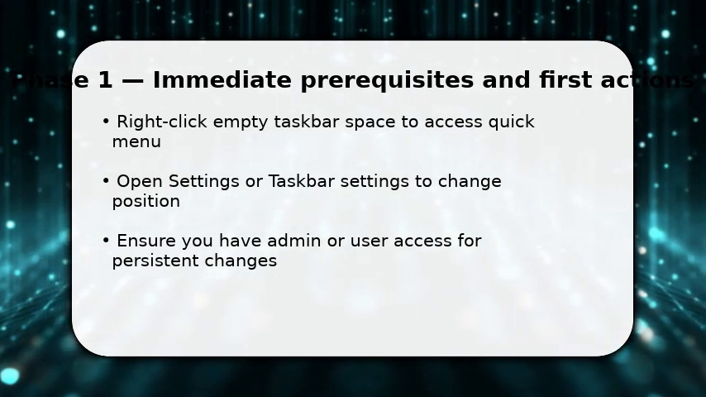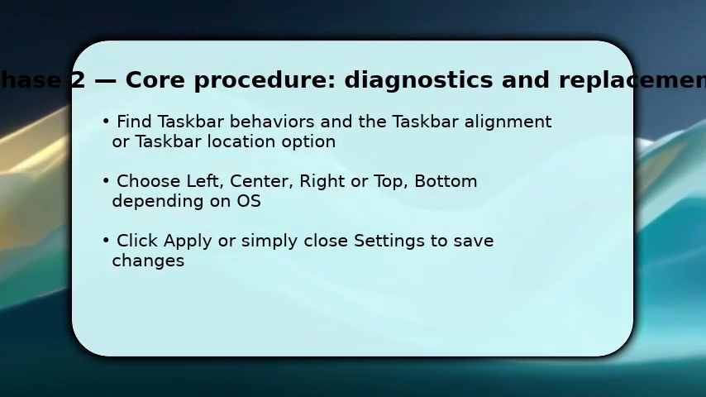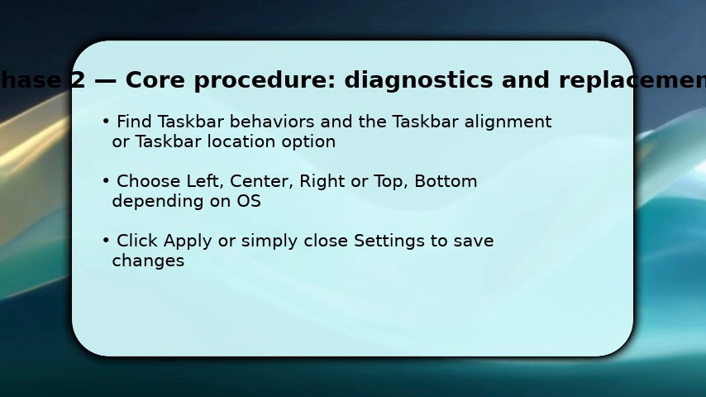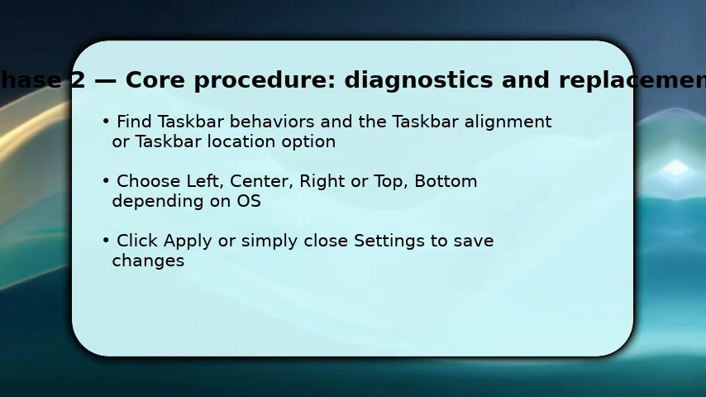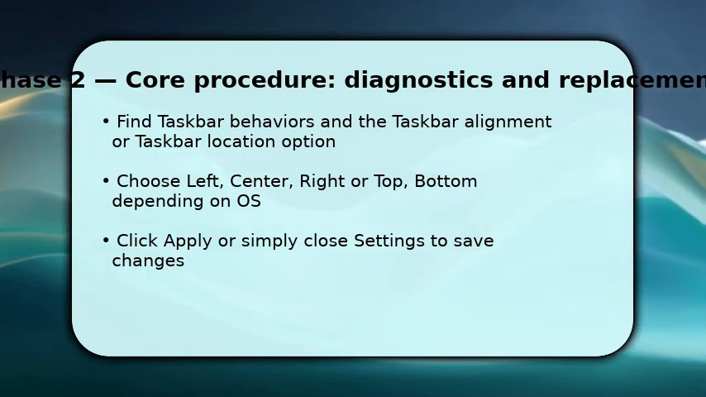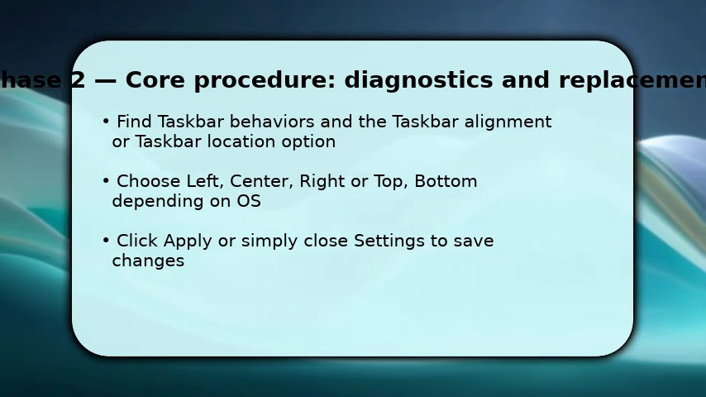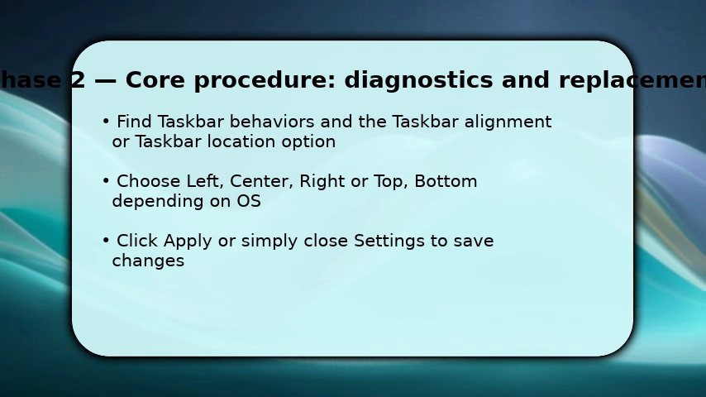Under Taskbar Behaviors, locate the Alignment or Location dropdown. You can pick bottom, top, left, or right depending on your operating system. On newer OS versions, use alignment to shift icons left or center. Once selected, the change often applies instantly. If not, click Apply or Restart Explorer.